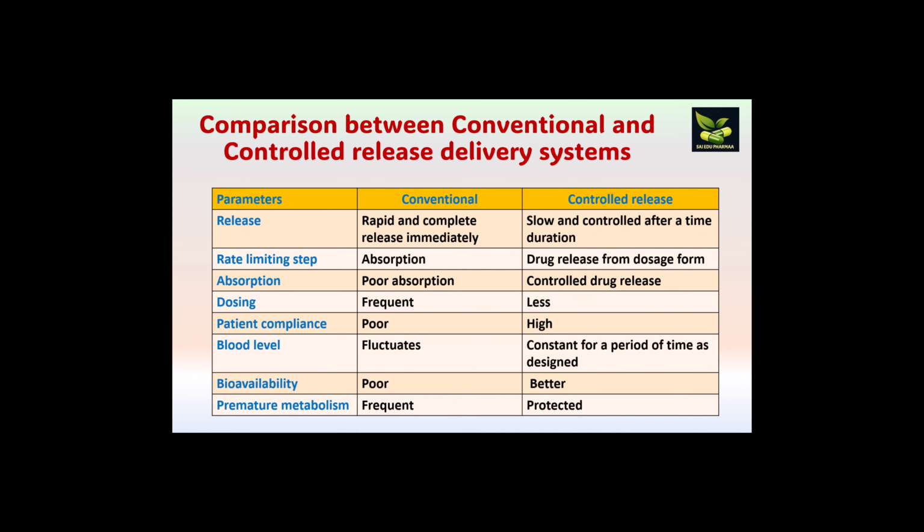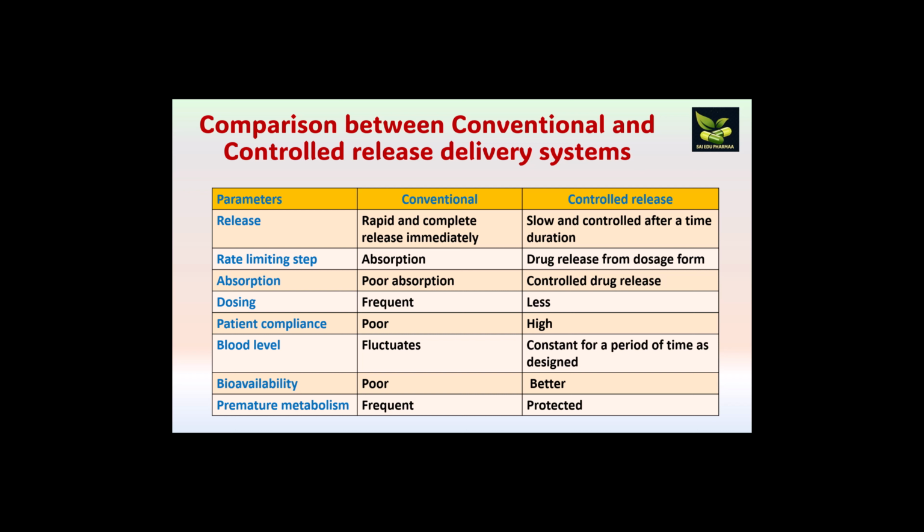So when we compare the conventional and controlled release, most important is in the case of conventional, it is rapid and completely the drug is released, and the release is immediate release. But in controlled, the release is as we design the system. We are designing sustained or slow or controlled release. And you all know what is rate limiting step? The slowest step is the rate limiting step of any reaction. So in conventional, when the absorption occurs, then further action will be achieved. Similarly, in controlled release, drug release from dosage form is the slowest step.